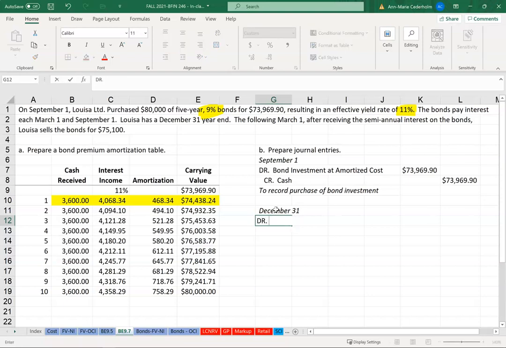So instead of recording cash, I'm going to record interest receivable. And what I'm going to do is take this payment, 3,600, and then just multiply that by 4 out of 6 months. So I'm 4 months into this 6 month bond, and that will give me interest of 2,400. I'm going to do the same thing with recording my interest income.